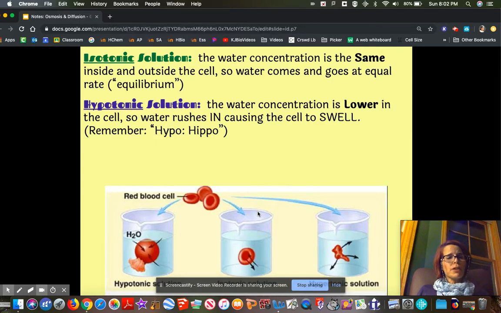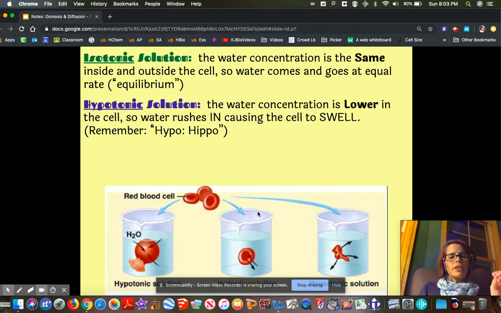We'll start with the first one called a hypotonic solution. A real classic example is if you were to drop a red blood cell into distilled water. Distilled water, again, 100% water molecules. So this is where the water concentration is lower in the cell, so water rushes in, causing the cell to swell. Imagine for a second in the diagram where it says hypotonic, imagine that the water that it's been placed in is 100% water. And imagine that the amount of water in the cell initially is 98%.